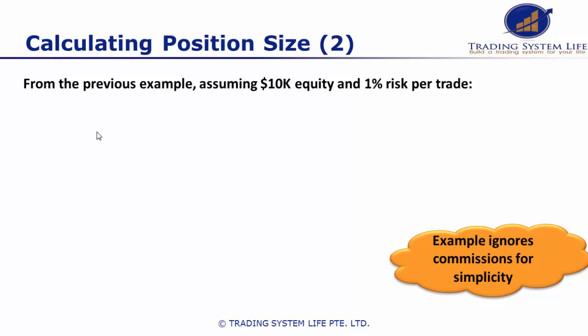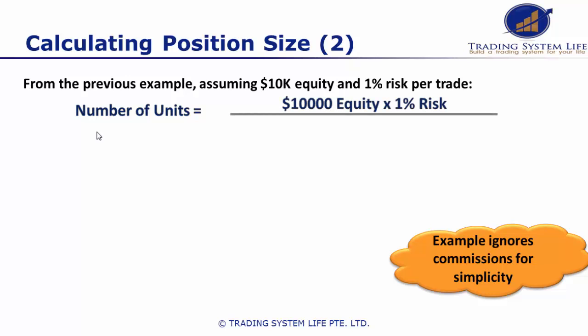So again, using the same chart that we talked about before, let's assume we have $10,000 of equity and we want to risk 1% per trade. So how does the calculation work? The number of units is equal to the $10,000 of equity times your 1% risk divided by the 23 cents risk per unit or per share that we calculate. Now just note here, I'm ignoring commissions for simplicity. We'll just go through the basic numbers and then you can add in commissions to make it a bit more realistic.